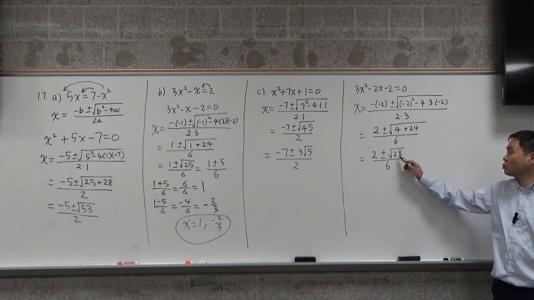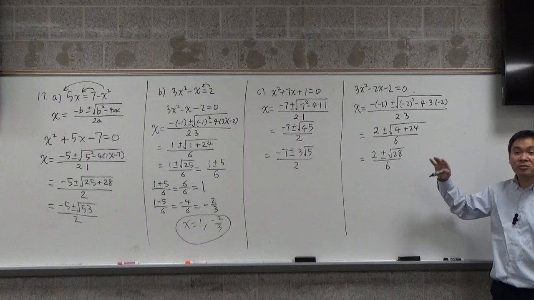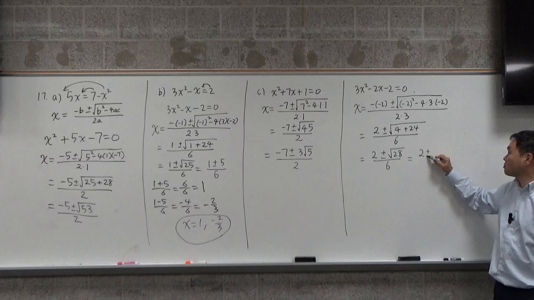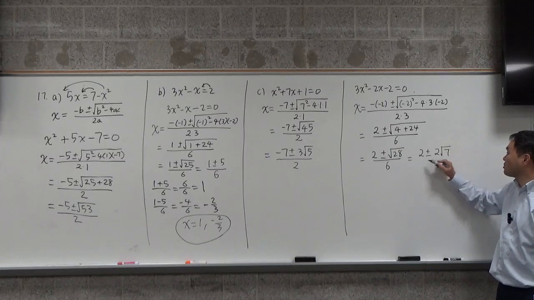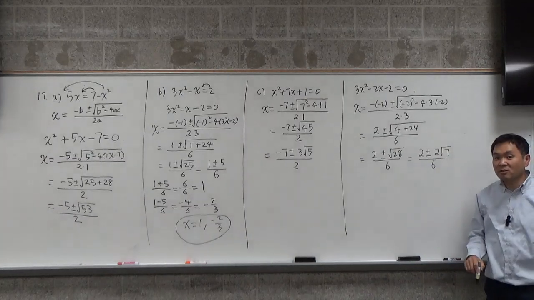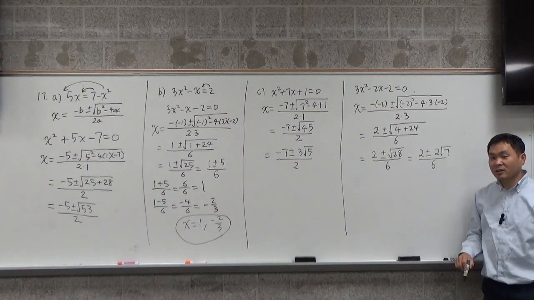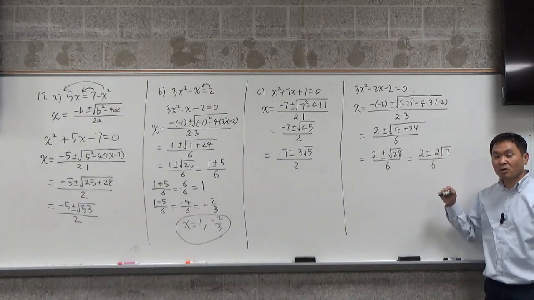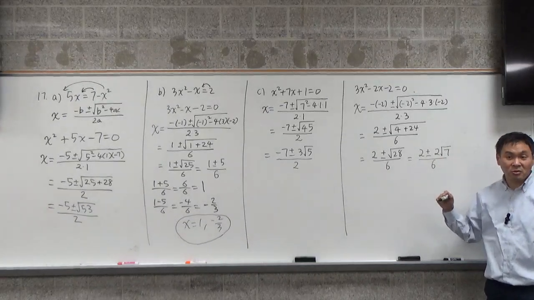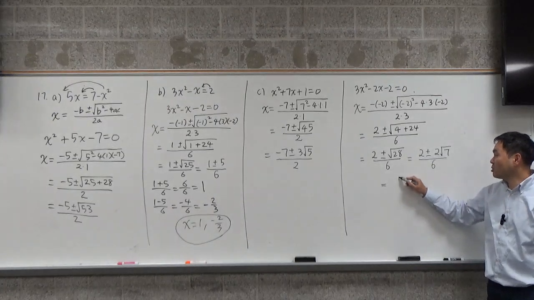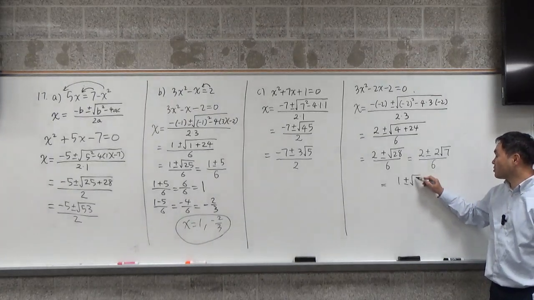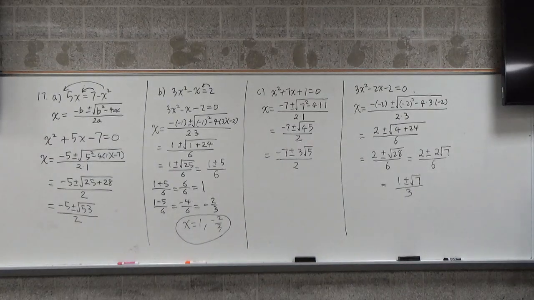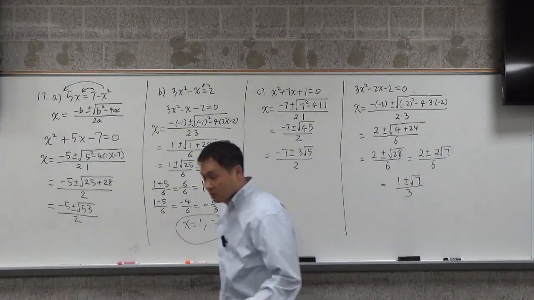28 is 4 times 7. 4 comes out as 2. So 2 plus or minus 2 square root of 7, over 6. Is that the answer? Not yet, because 2, 2, 6, they're all divisible by 2, right? So you have to divide by 2, which gives you 1 plus or minus the square root of 7 over 3. So that's the final answer. Okay, we solved everything in the practice exam.